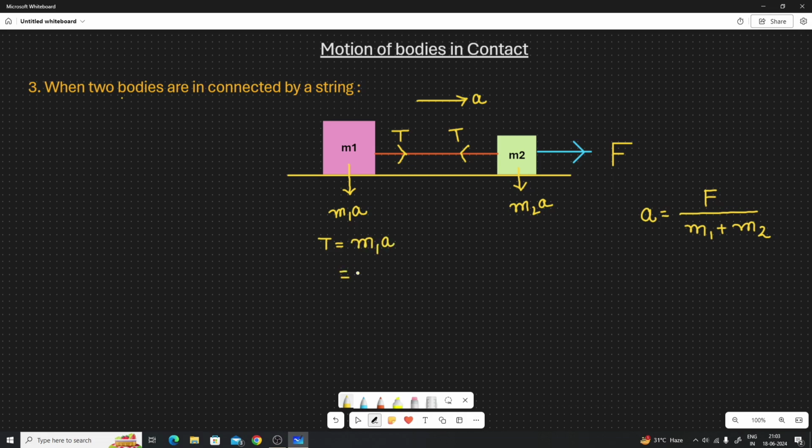So the tension of the string will be m1a, that is m1 into F divided by m1 plus m2. So this is the tension of the string, and the common acceleration is F divided by m1 plus m2. So these are the two equations we got from this case. I hope you understood these three cases, and in our next video we will discuss the pulley.